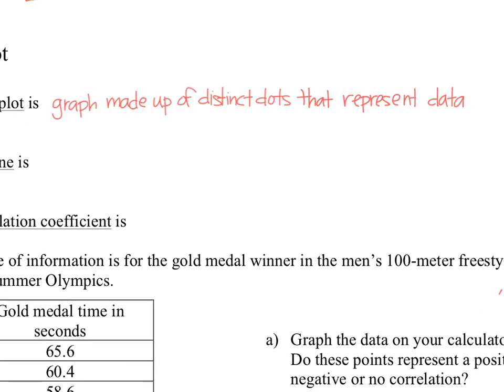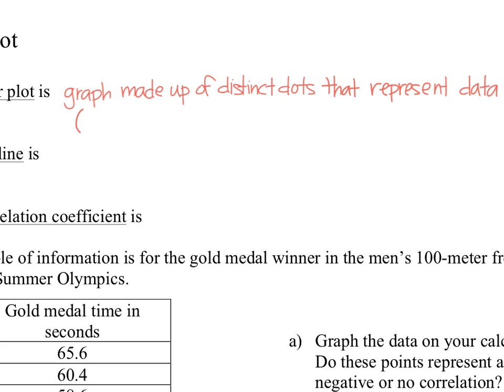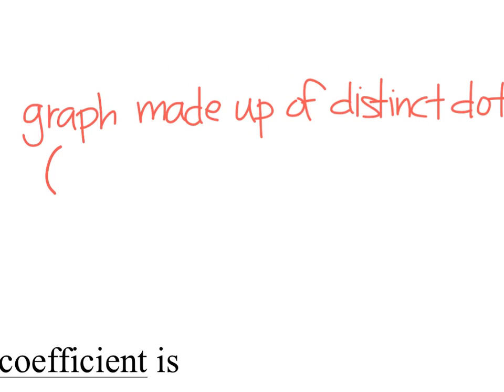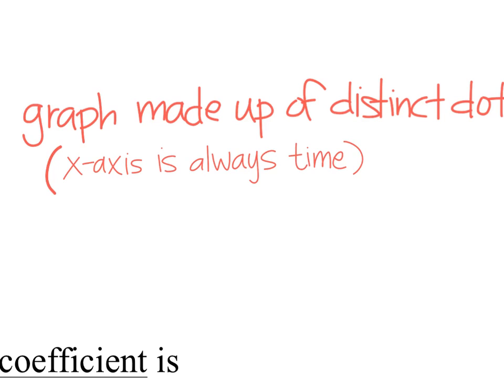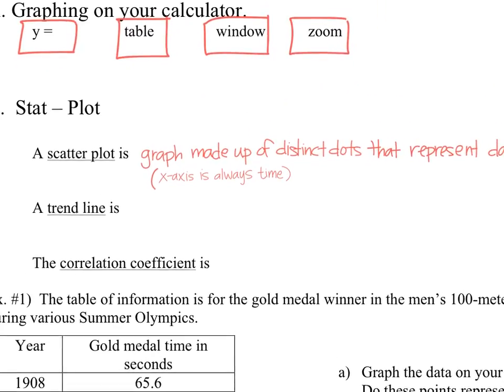And the thing you should know about scatter plots is that the bottom axis, the x-axis, is always your time axis. So if you're measuring something that has to do with time, whether it's a day or a second or a month or a minute or a year or a week, it's always going to be time down along the bottom axis. Okay, that's a scatter plot.